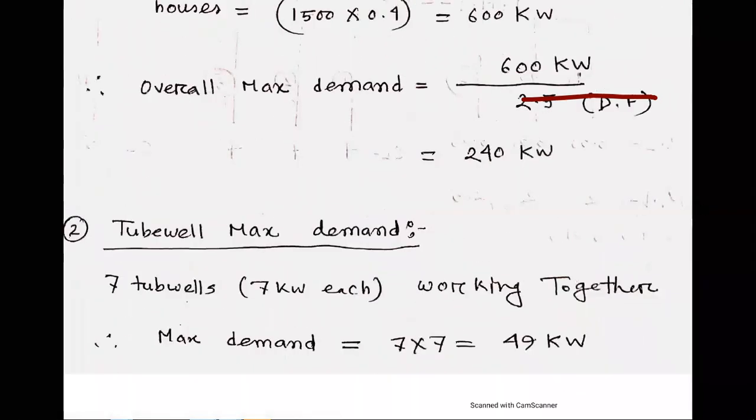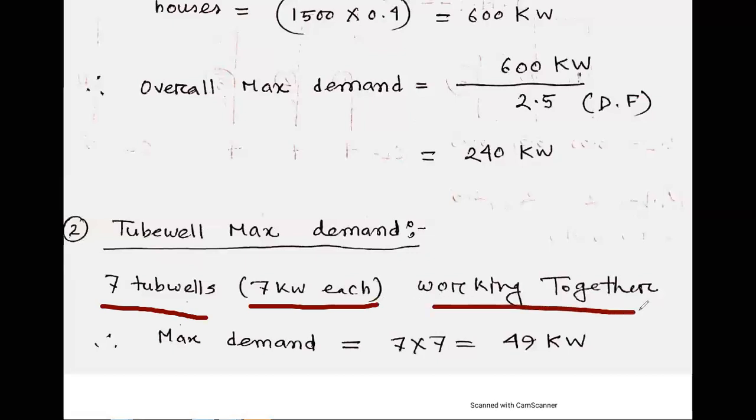Okay, sorry, I have missed the tubewell. So for the tubewell load, the question said that there are 7 tube wells. Everyone has 7 kilowatts, and they're working together. As they are working together, everyone is using 7 kilowatt. So the maximum demand for the tubewells will be 7 into 7, which is 49 kilowatt, because they are working together. It's not that they're working at different times. So 7 tubewells, 7 into 7, 49 kilowatt.